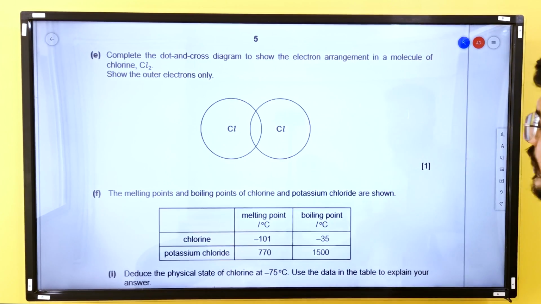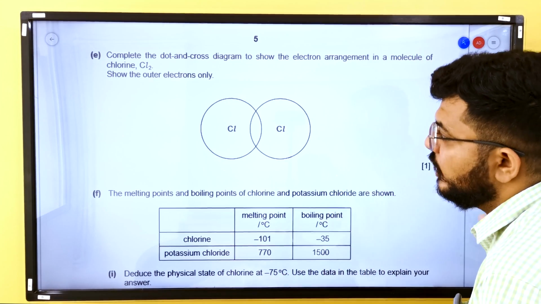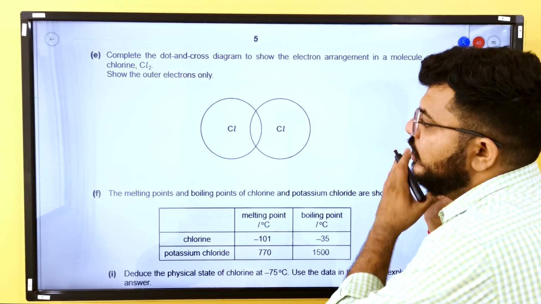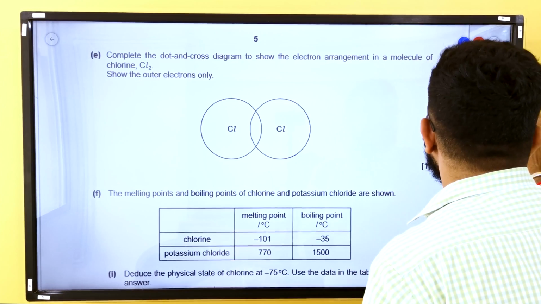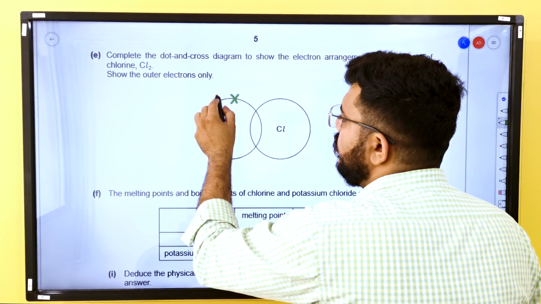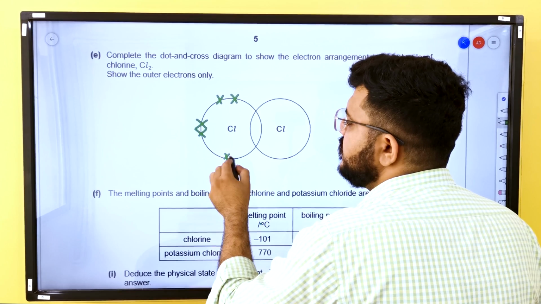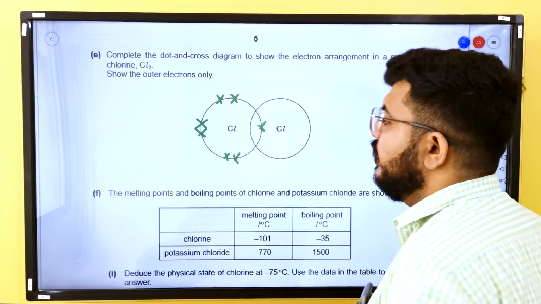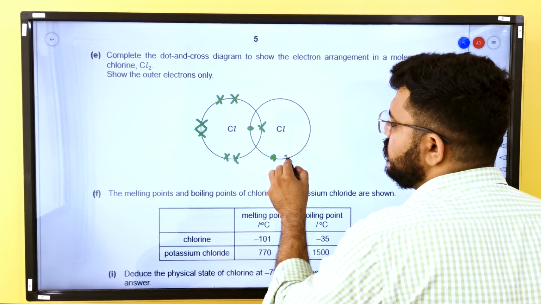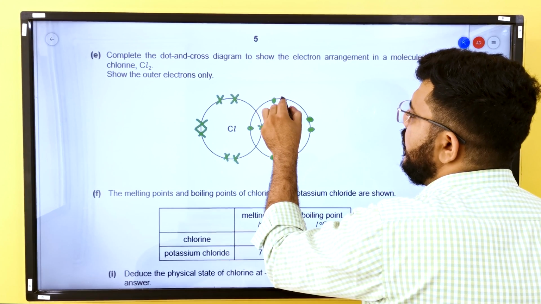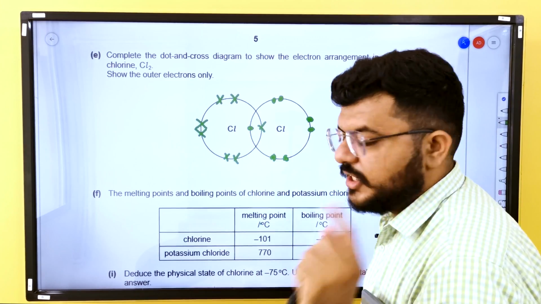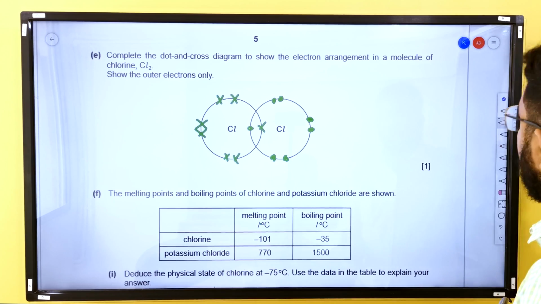Complete the dot and cross diagram to show the electron arrangement in a molecule of chlorine. Show the outer electrons only. You don't need to draw the three shells that we have drawn in the previous question. Just draw the dot and cross. For the left hand side chlorine, I am going to choose crosses: 1, 2, 3, 4, 5, 6 and the 7th is shared with this chlorine. For the right hand side chlorine, let's take dots. So 1 is shared with this chlorine, then 1, 2, 3, 4, 5, 6 and 7. Both the chlorines have 7 electrons in their outermost shell. They are sharing one, forming a single bond and forming a diatomic gas.